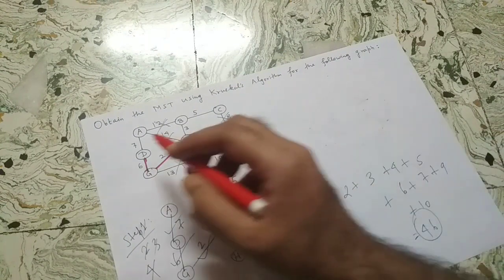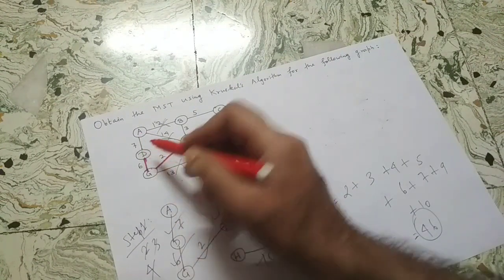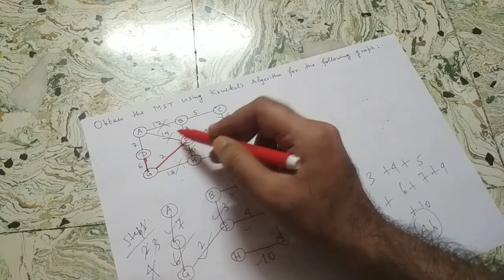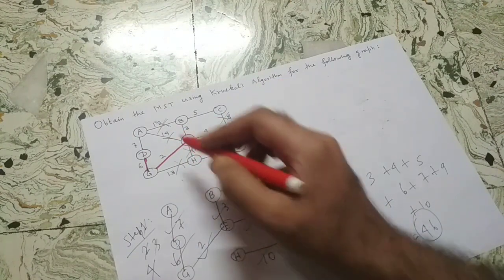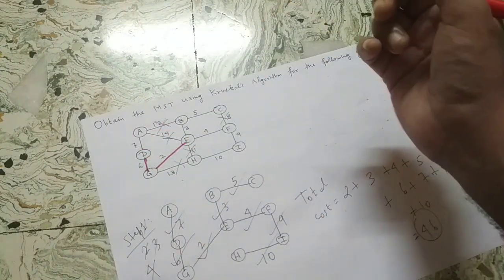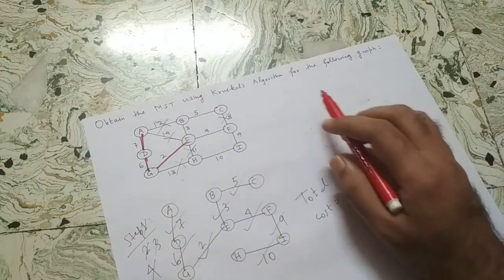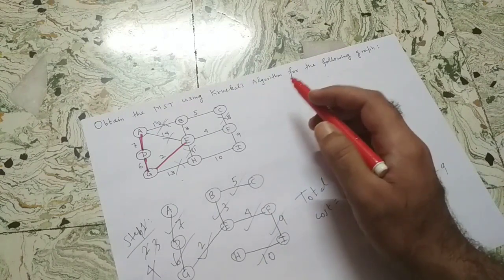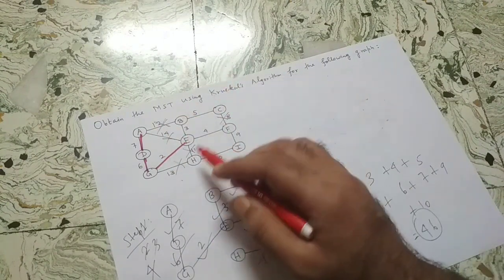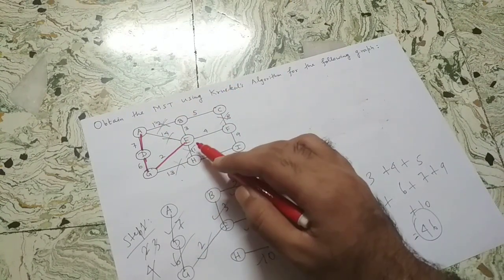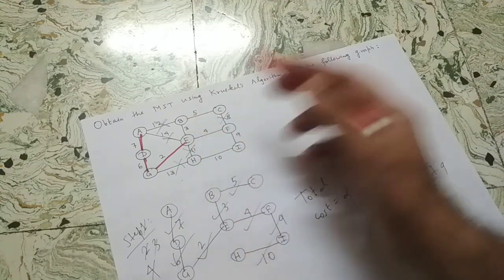Now, which are the edges under consideration? This one, this one, this one, and this one. Now, out of these, I can see that 7 has the least weight, so I'll include it. Now, which are the edges under consideration? I have this edge, 12. I have this edge, 13. I have this edge, 11. I have this edge, 3.